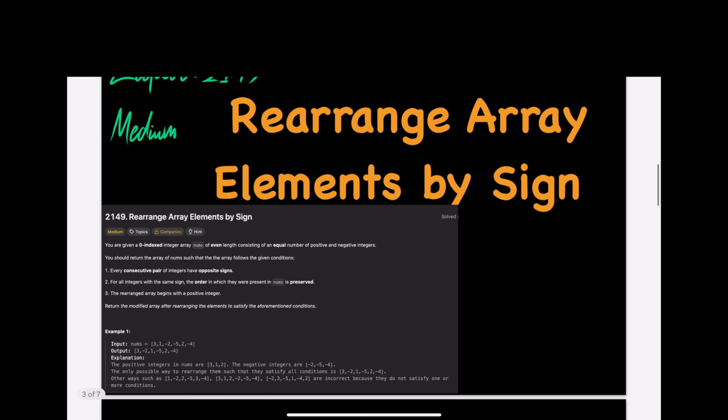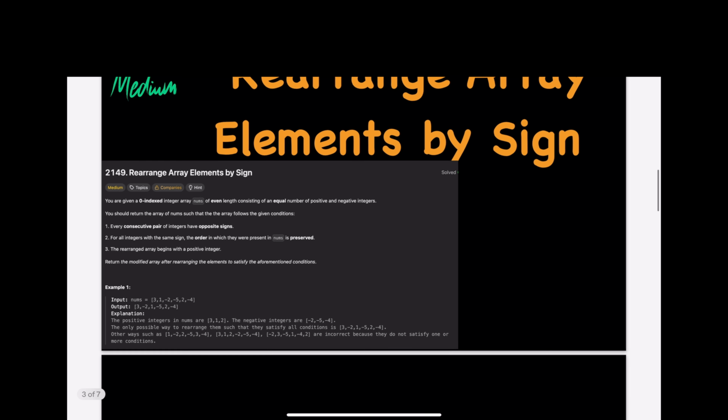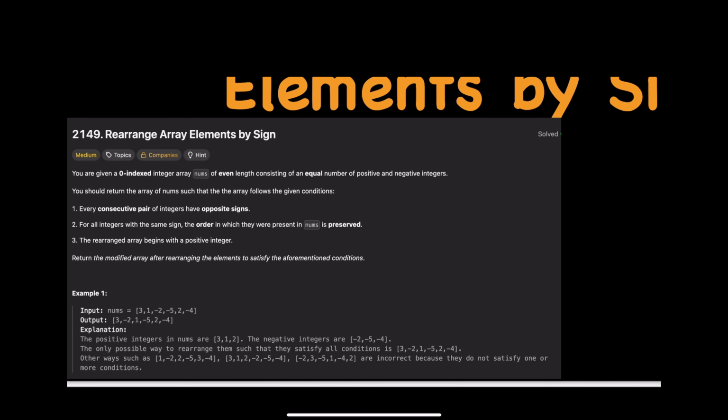So today we are discussing the LeetCode problem number 2149. It is marked as medium, but it is an easy question. The question is Rearrange Array Elements by Sign. What does it mean? So let's read the description.